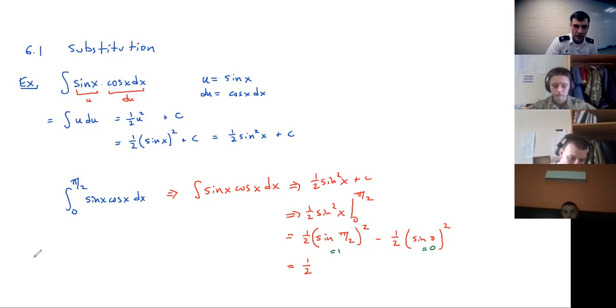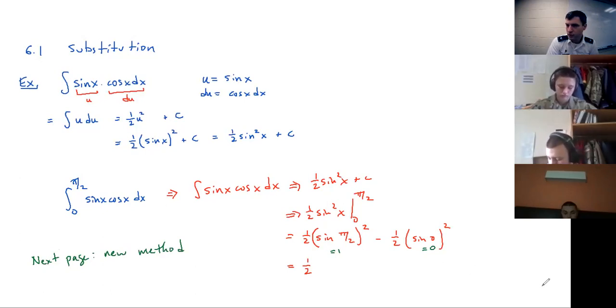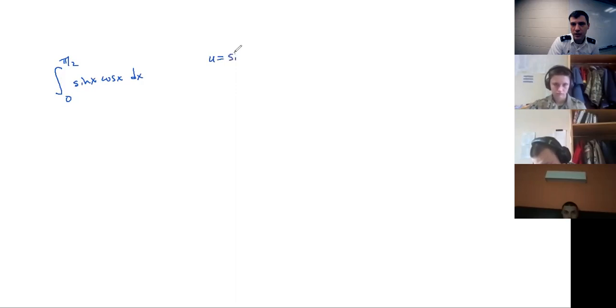So now I'm going to say next page, new method. All right, so next page. We're going to go back to blue, I suppose, and say the integral from 0 to pi over 2 of sine of x cosine of x dx. I'm going to set up my substitution. I'm going to say again, u is sine of x, du is cosine of x dx. And now here's the new thing.